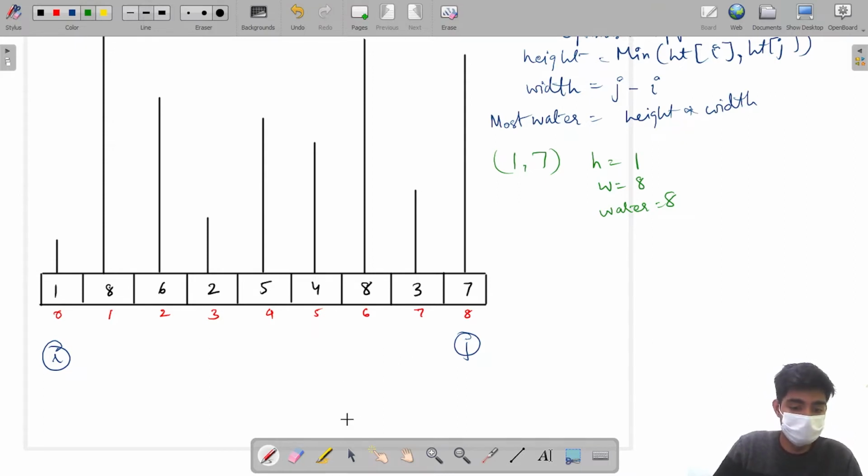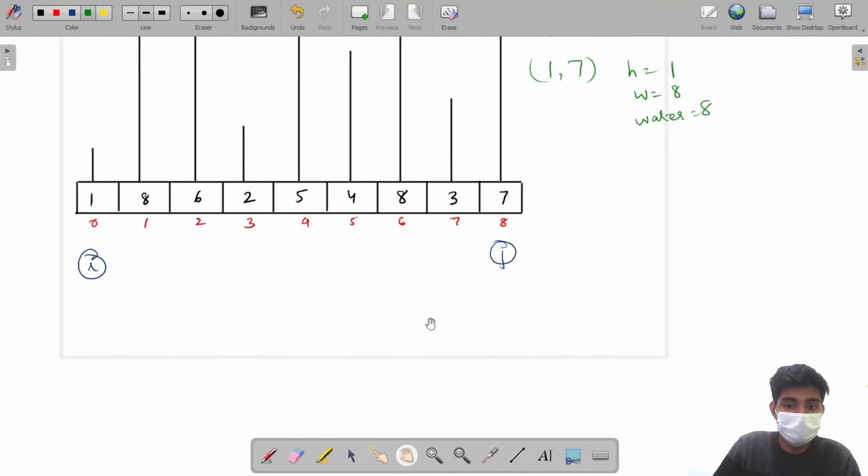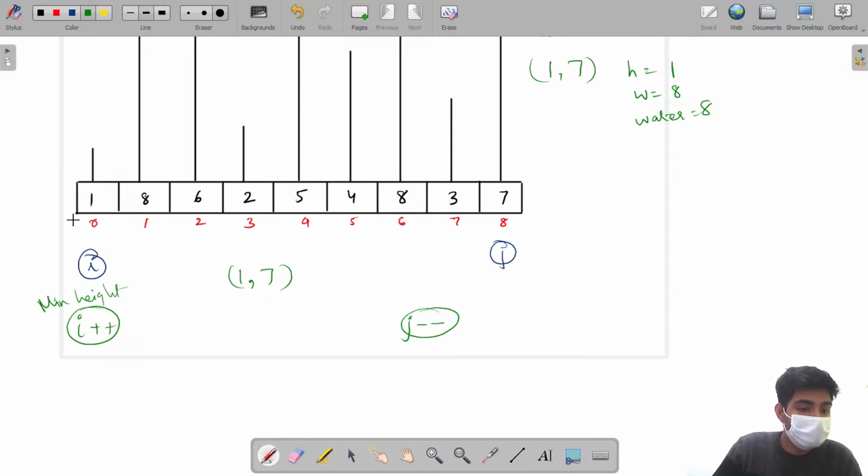So what can I do? I can do two things: I can increment my i or decrement my j. Here I know that I am at 1,7, and my i is at the minimum height. Not the minimum height in the whole array, but only the minimum comparing the two numbers. So between 1 and 7, i is minimum and j is at maximum height.